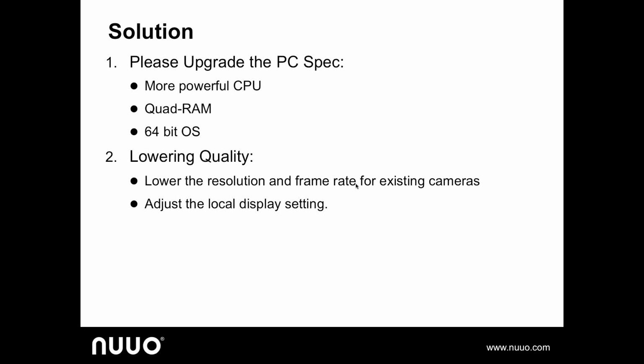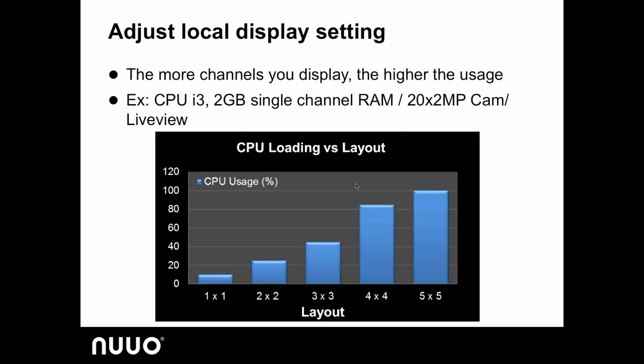And what if the customer needs to view the local display? Then we have another option for the customer to do the local display setting. Let's first look at what the CPU usage is for the local display. The more channels you are displaying, the higher the CPU usage you will need. So for example, there's a little experiment in our lab.